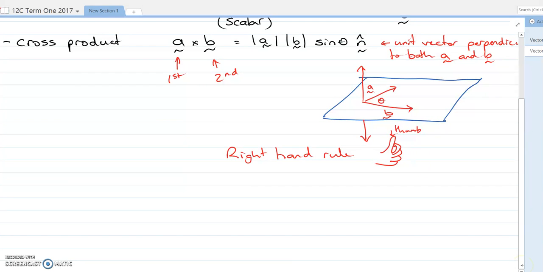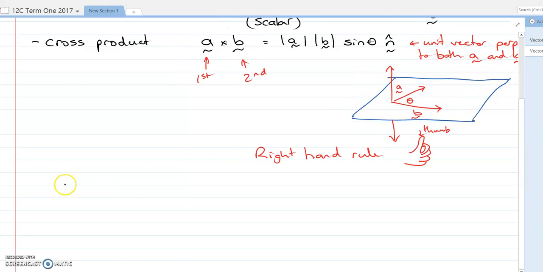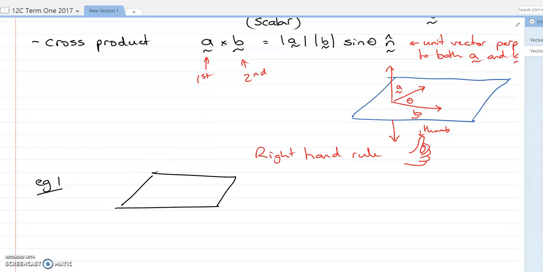So for an example, let's just do an example here. Example 1. Let's do it again. We'll draw a page. We'll draw a couple of vectors. Let's say this one is P, and this has a magnitude of 5. This is Q. It has a magnitude of 8, and we've got an angle of 30 degrees between them. Okay, they're both flat on this page.